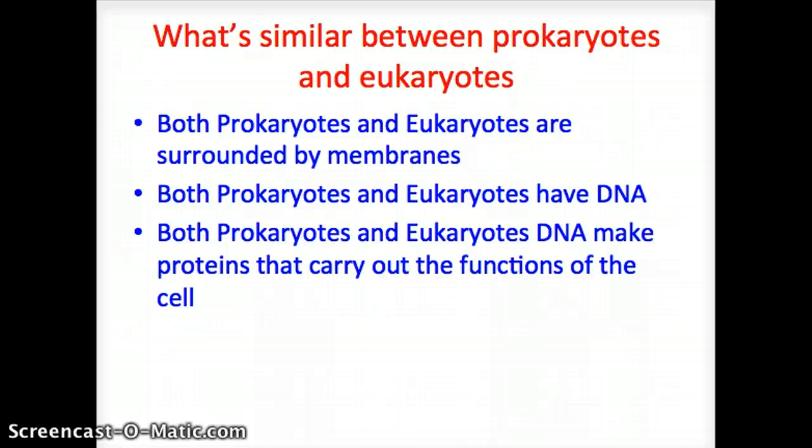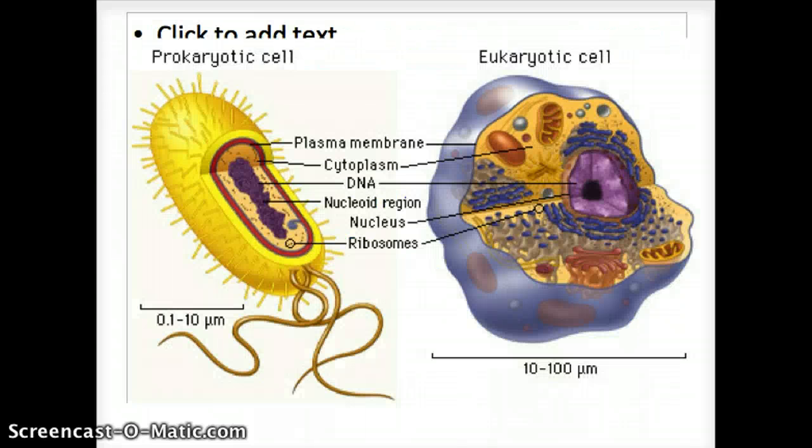Here is a side-by-side comparison of a prokaryotic cell right here in yellow, this is bacteria, and then on the right, a eukaryotic cell. This is an example of an animal cell. We see our first similarity, the plasma membrane or cell membrane. That is the thin layer of fatty acids that surround the cell, that protect the cell. We're going to learn a lot more about the plasma membrane as we continue, but it's the surrounding part of the cell. It separates the cell from the environment.